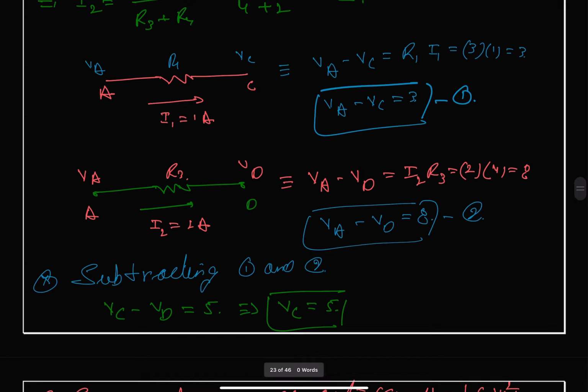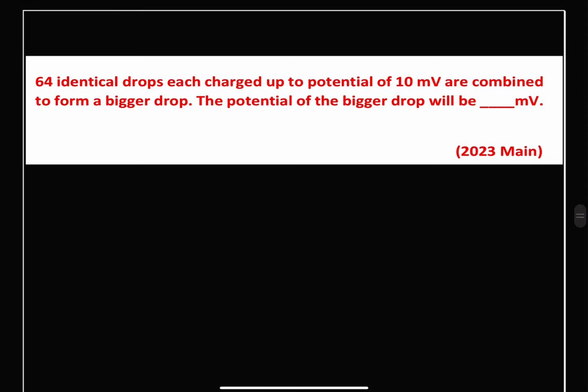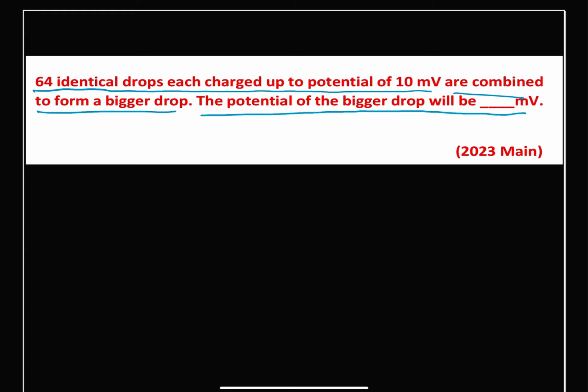Next question. It states that 64 identical drops, each charged up to a potential of 10 millivolt, are combined to form a bigger drop. The potential of the bigger drop will be dash millivolt. So we have 64 identical drops.